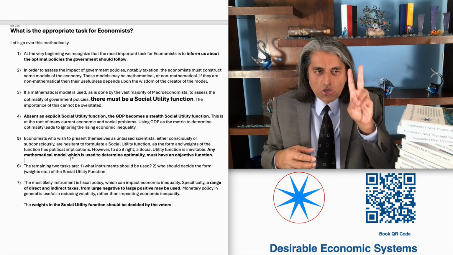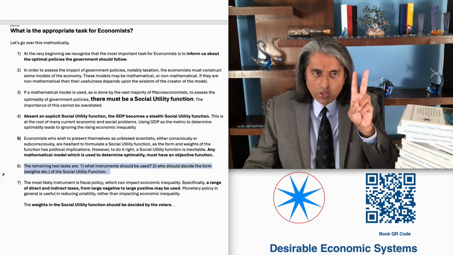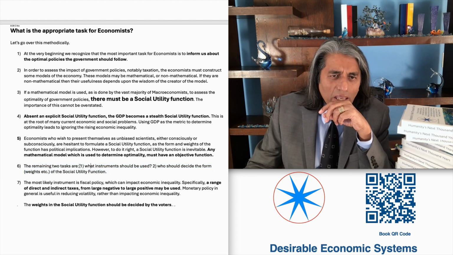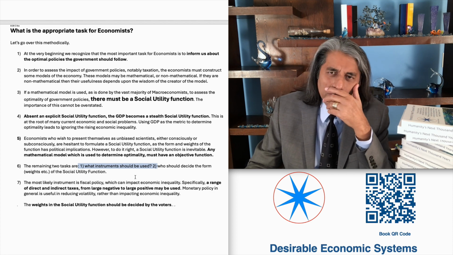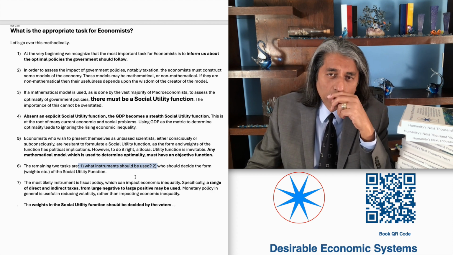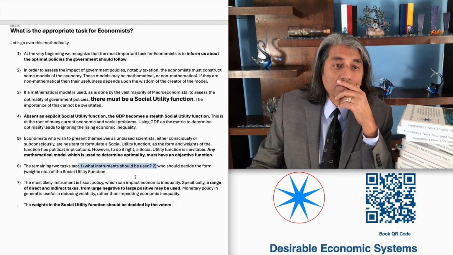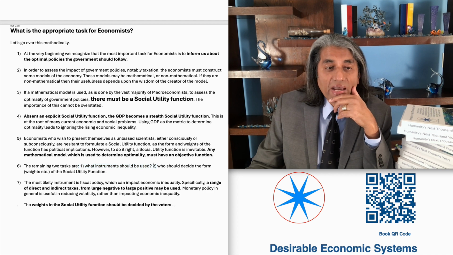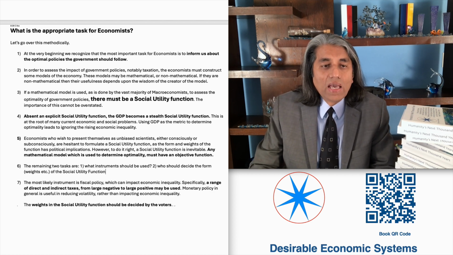Okay. So once you understand that you need the social utility function, you have two things to do then. The first is, if you're going to reduce inequality and so you're trying to maximize your social utility function, what instrument should you be using? And the second one is, who should decide the weights in the social utility function?